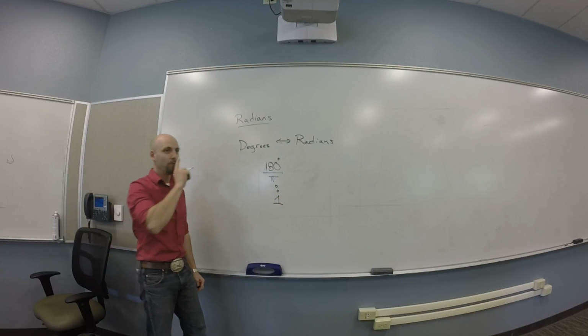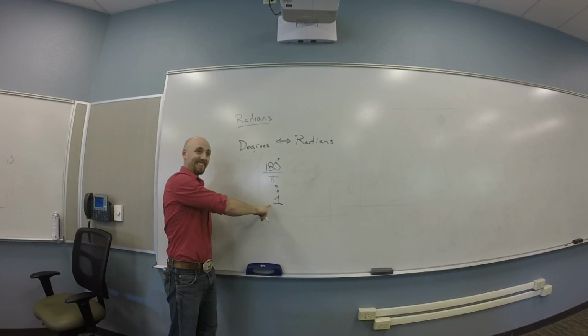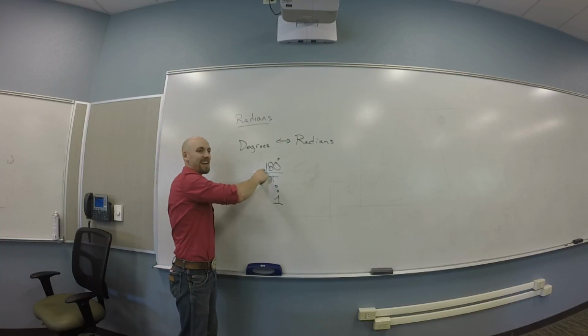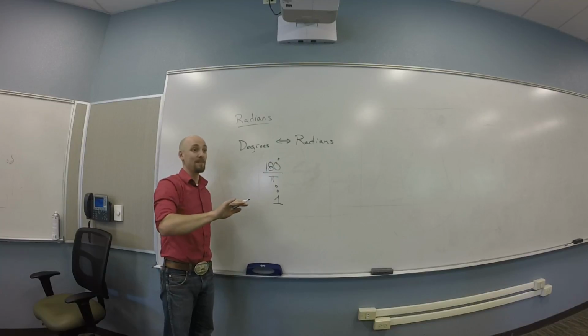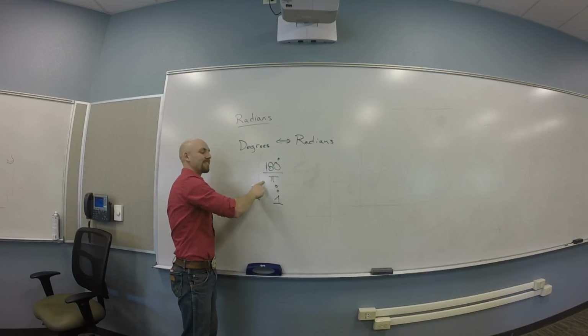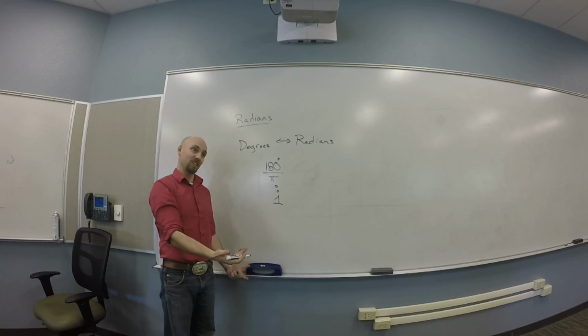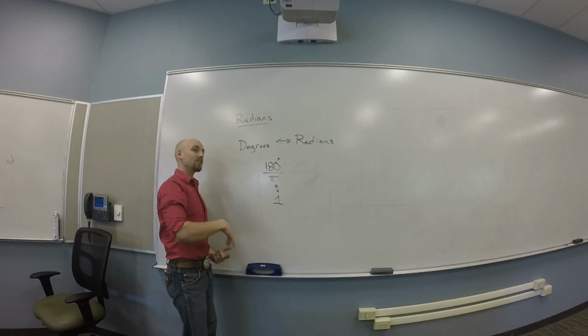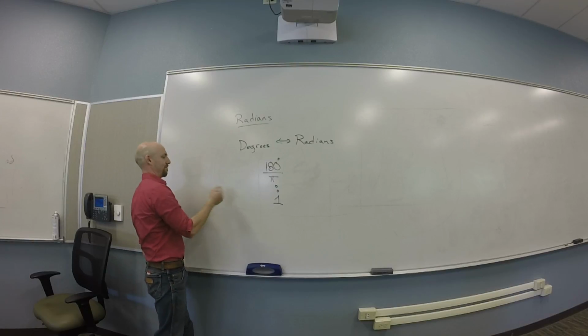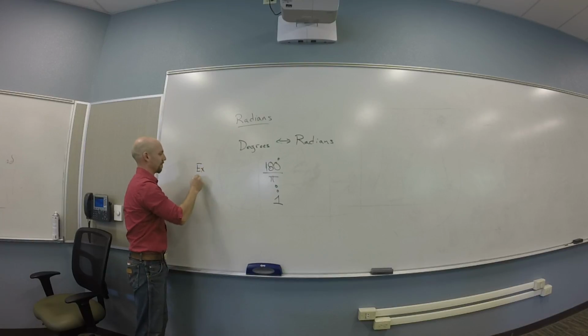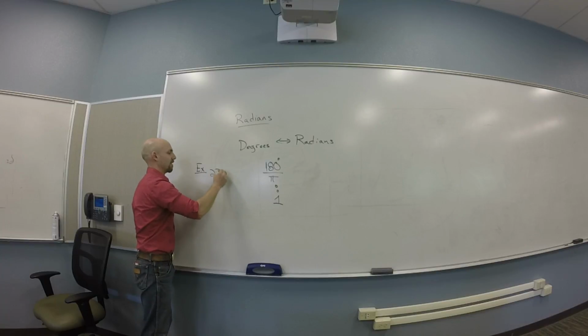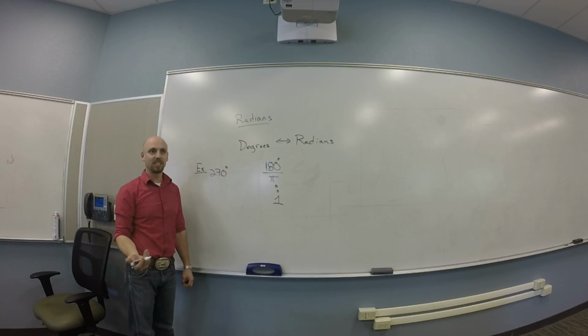So this thing is 1, because 180 degrees and pi radians are the same thing, right? Okay, so if this thing is actually 1, then I can multiply by it without changing things. It's an equal ratio, right? If I had 270 degrees, and I want to convert to radians.